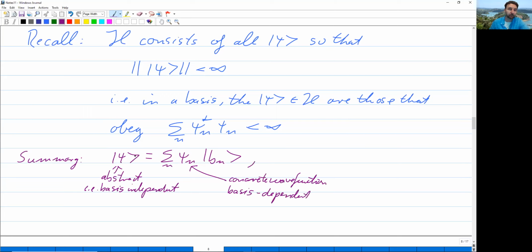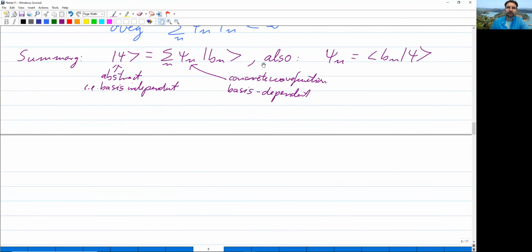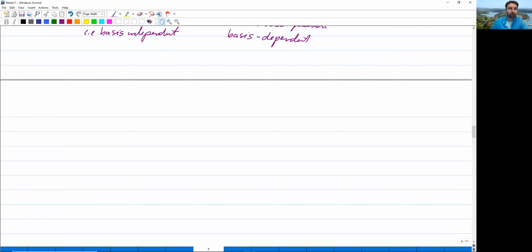All right, so here we are expressing the abstract in terms of the concrete, but we also saw that psi_n is equal to b_n psi. And here you see that we are expressing the concrete in terms of the abstract. So here we go from the concrete to the abstract, and here from the abstract to the concrete for vectors. We achieved this by using the resolution of the identity. It's easy to check these things by using the resolution of the identity as we did above.